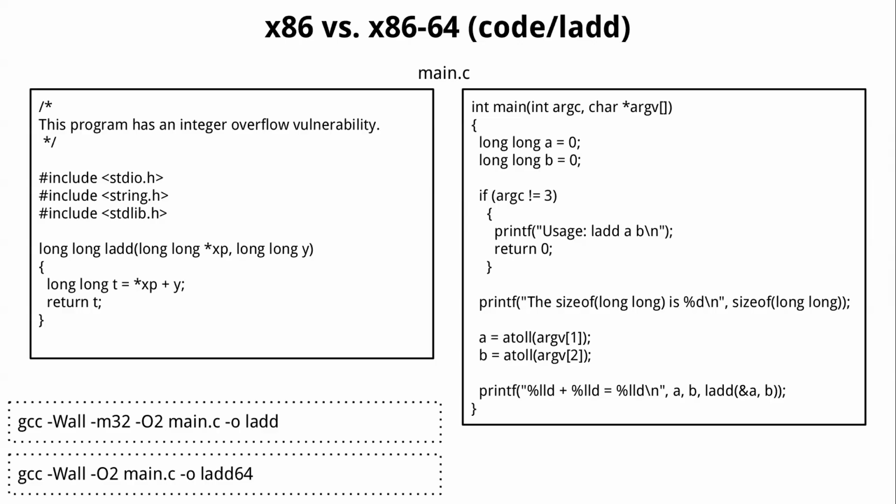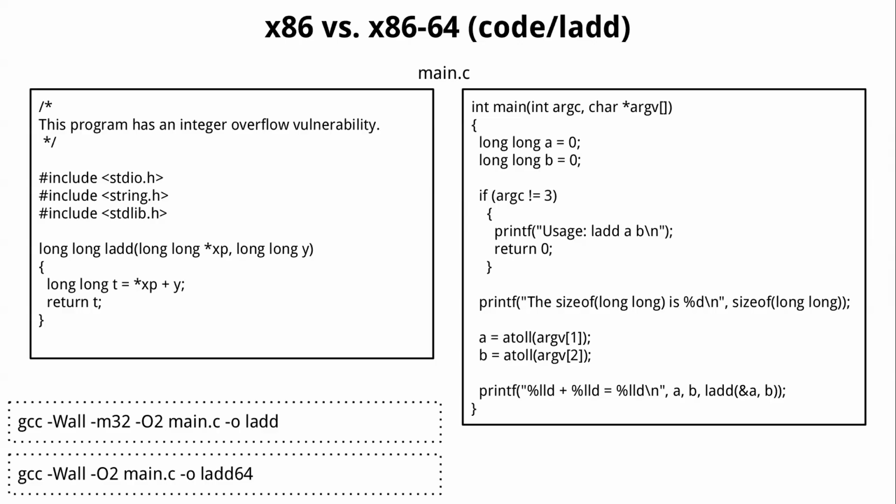So we define 2 local variables, A and B. The size of them is long, which is 64 bits. So no matter whether you compile this on a 32-bit machine or a 64-bit machine, those 2 variables will be 8 bytes. Then we compare how many arguments we are giving to this program. This is a command line program, and you can give command line arguments to it.